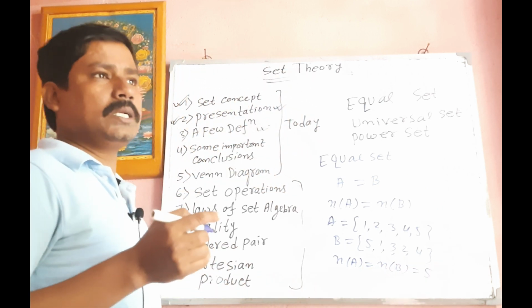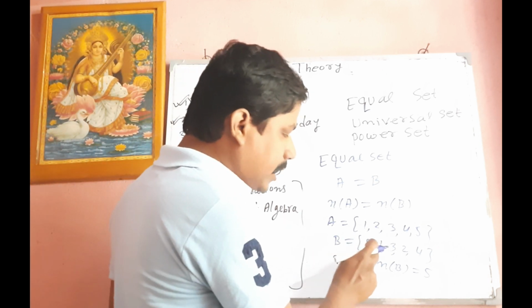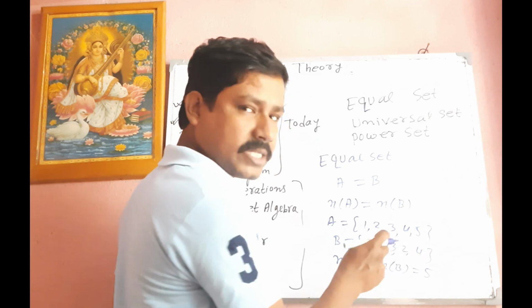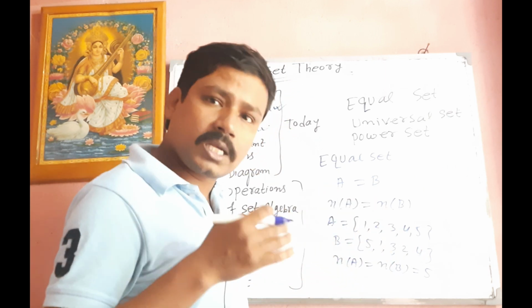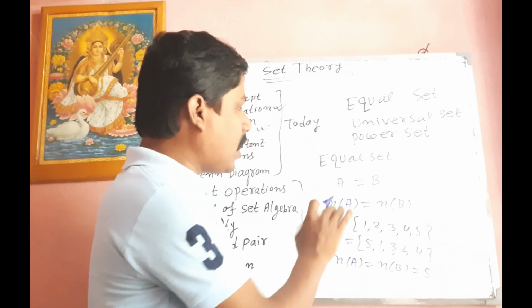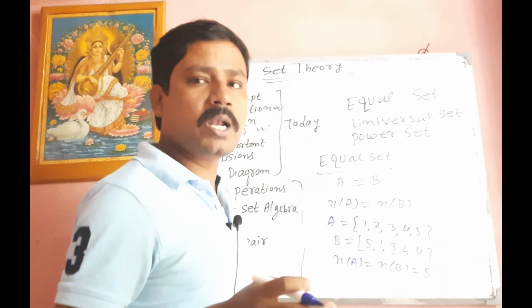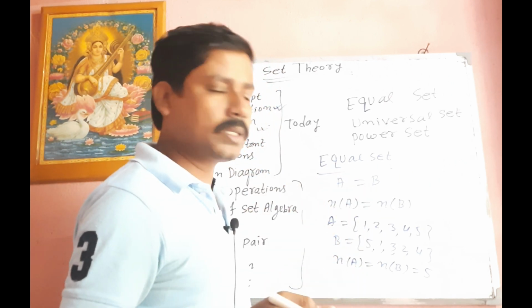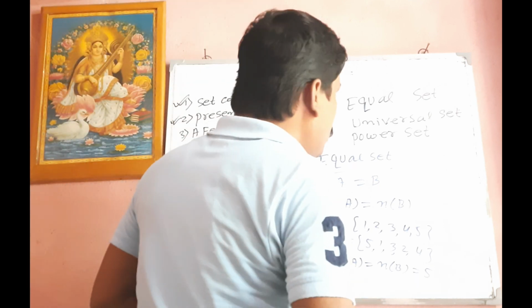And one clarification is that if 1, 2, 3, 4, 5 is there, then no problem. Whether it is in order or not does not have any effect in our discussion of equal set, but the elements will be the same. Okay, we move to the universal set.